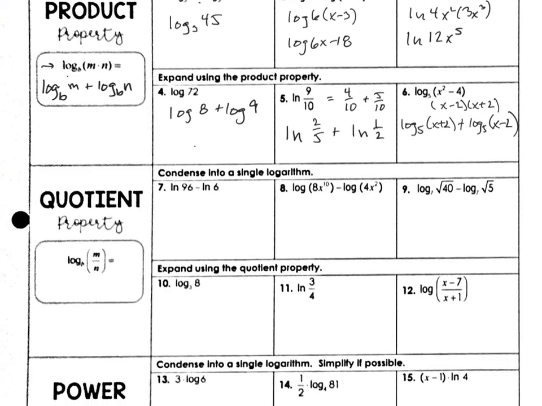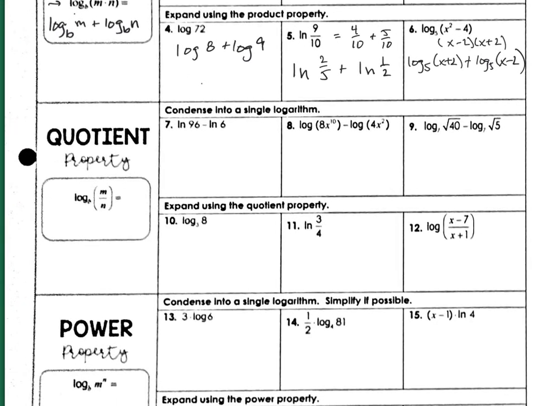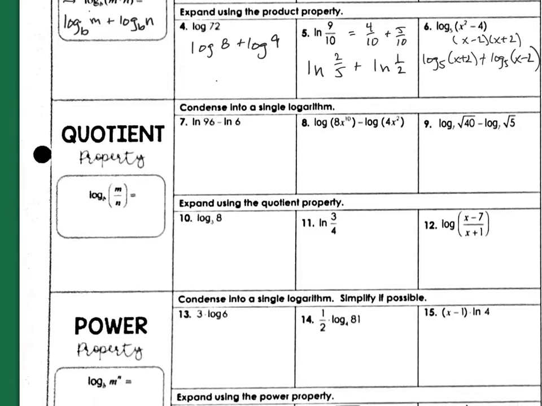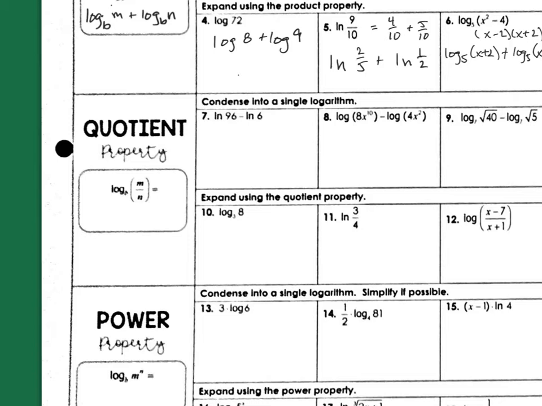Quotient property says if you're dividing, you subtract, which that's just the exponent property, but it's also the logarithm property. So if we have the log base b of m, we're going to subtract top minus bottom, minus log base b of n. So when you're subtracting, you're really dividing. So this is really the natural log of 96 over 6. Of course, that reduces, so please make sure you finish the problem. That's the natural log of 16.